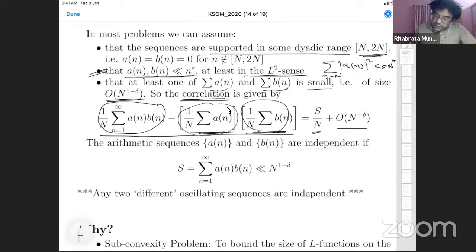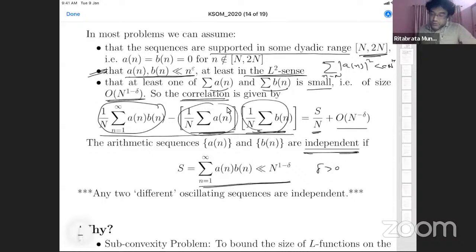Okay, so what we are interested in is showing that the arithmetic sequences are independent. And by that, what I mean is that I want to show that there is some cancellation in this sum of a_n b_n. Trivially, this is bounded by N, and we want to show that it's bounded by N to the power 1 minus delta for some delta positive.